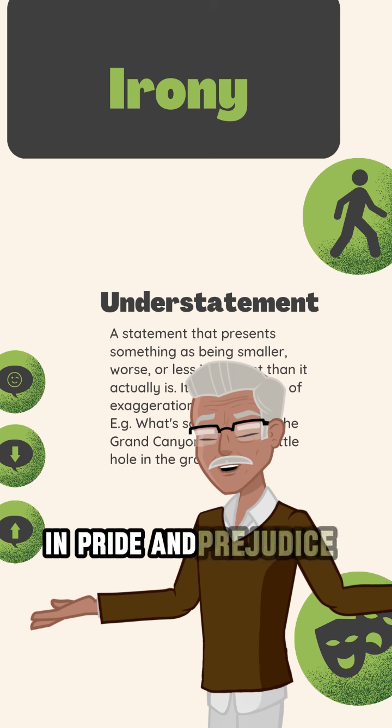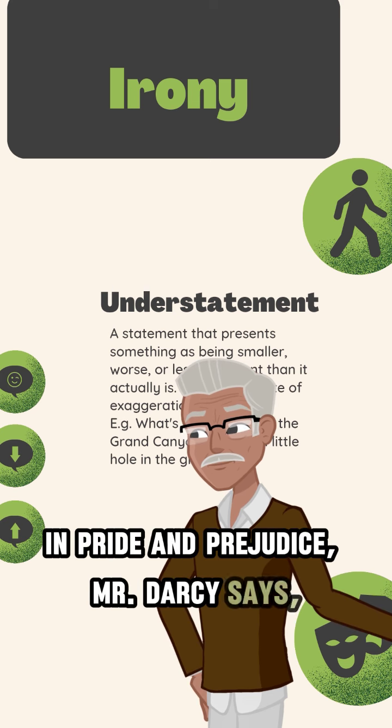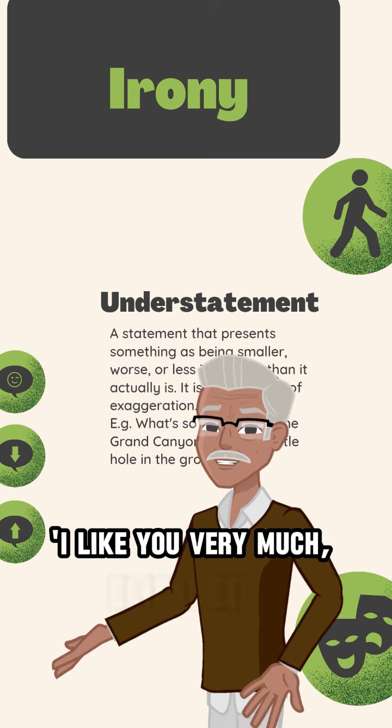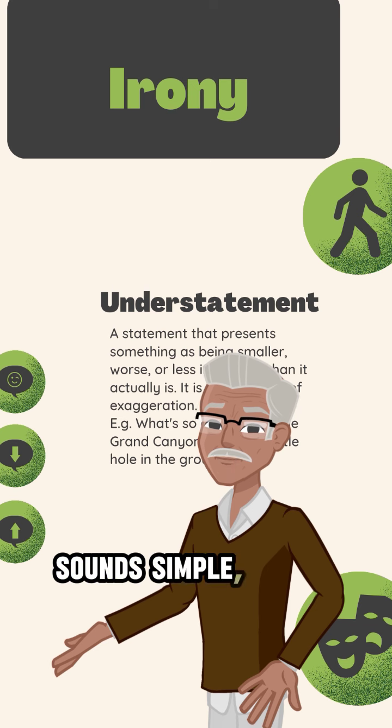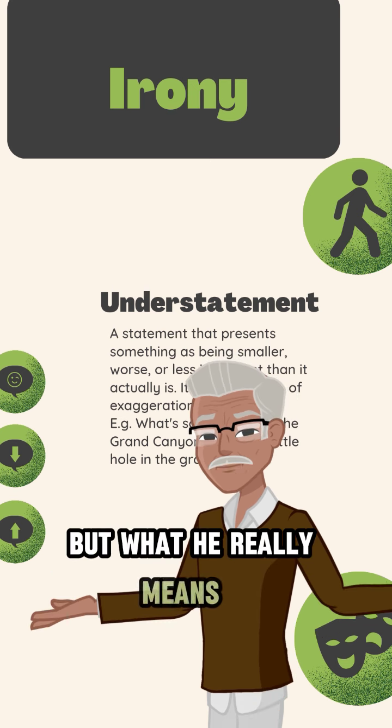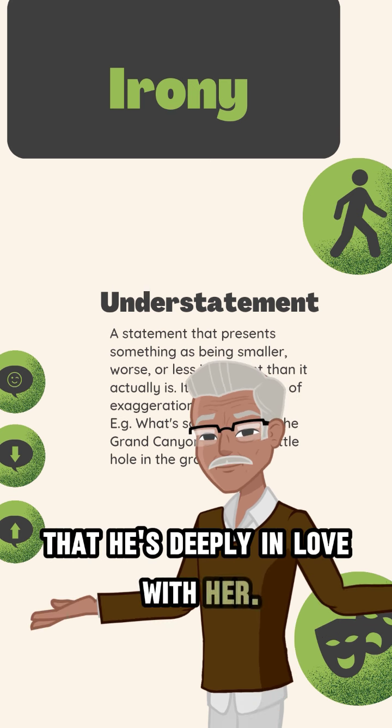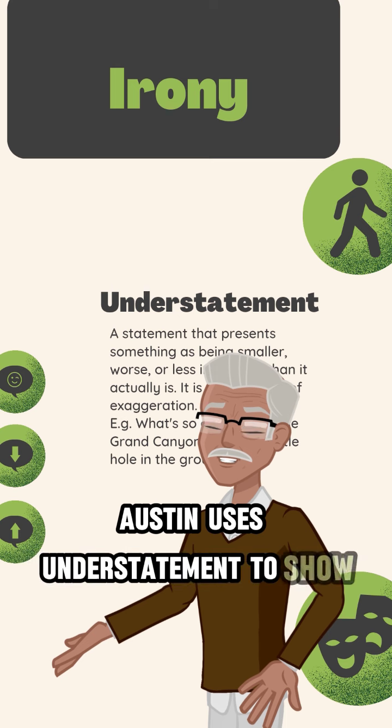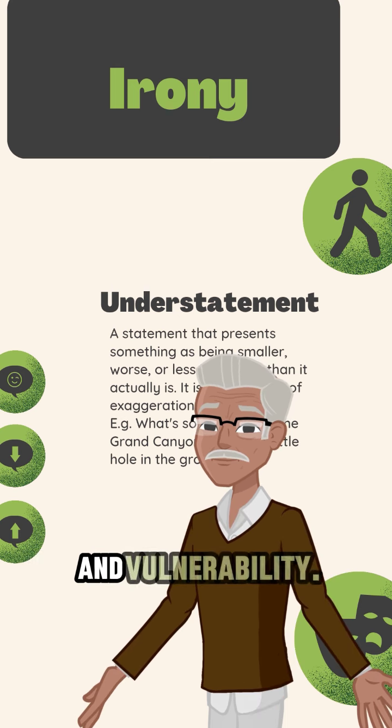In Pride and Prejudice, Mr. Darcy says, "I like you very much, Elizabeth." Sounds simple, right? But what he really means is that he's deeply in love with her. Austen uses understatement to show Darcy's reserve and vulnerability.